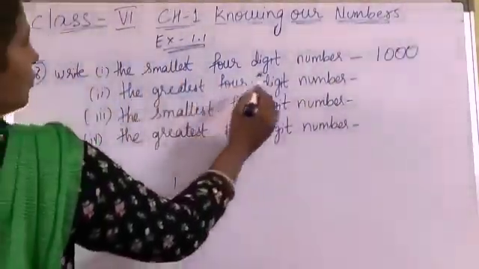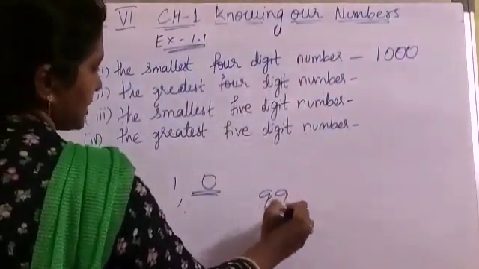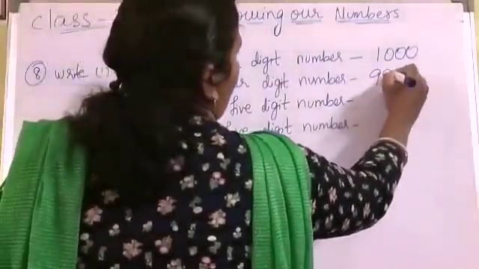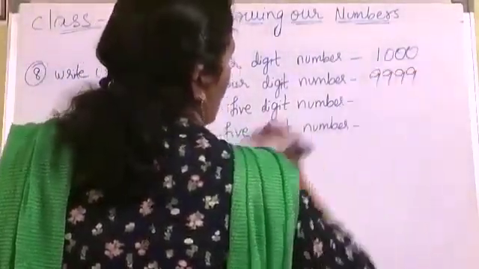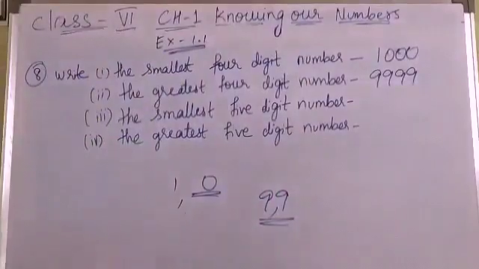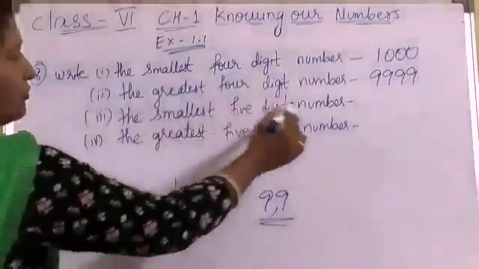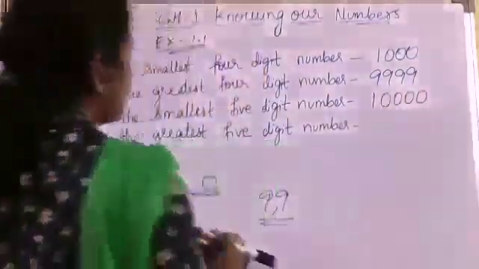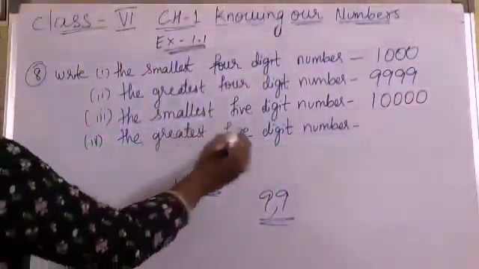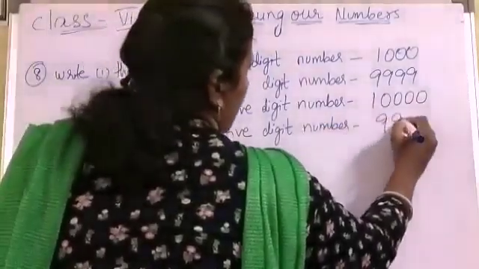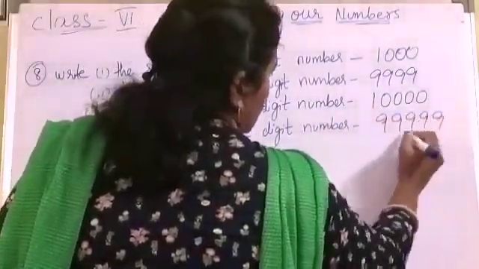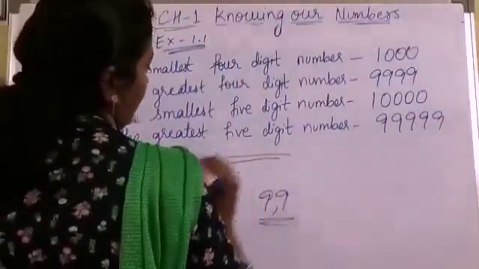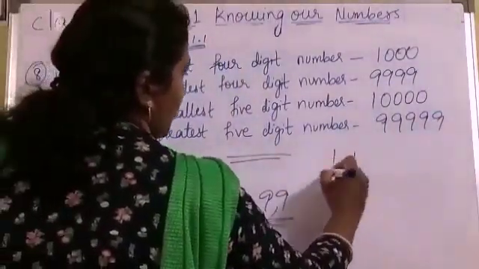Next, the greatest 4-digit number. The greatest number will always contain 9s. So 9999 is the greatest 4-digit number. Next, the smallest 5-digit number. 1 followed by 4 zeros is the smallest 5-digit number, and the greatest 5-digit number is nothing but 99,999. So by this we completed exercise 1.1.